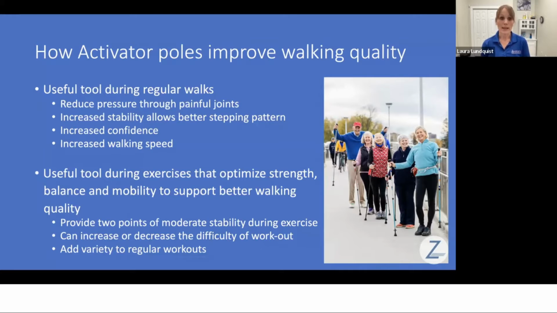When we have less pain and we have better stability, that generally leads to people feeling more confident with how they're moving. And when we feel more confident and we're more comfortable and stable, we tend to move faster. And then we can see that increase in walking speed, which is another really key health indicator, and again, a key indicator around falls risk. So that's how we can use the activator pole during a walk and how it's helpful during the walk, but it can also be a useful tool to use during strength, balance, and mobility exercises that then can help support better walking quality.